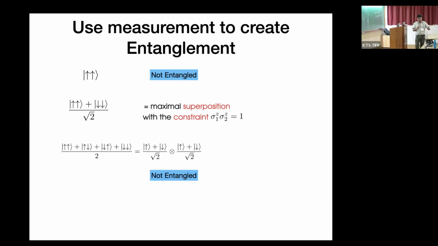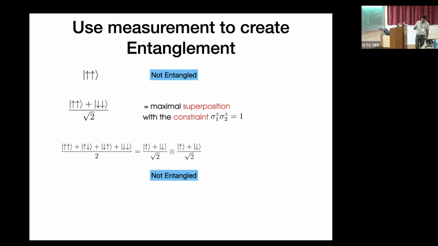We'll measure only part of the information, and what gets left behind is a quantum state which can actually have a certain quality of entanglement that we want. Here's an example of a non-entangled state, a product state: both spins are up. This is the usual Bell pair, so it's maximally entangled.